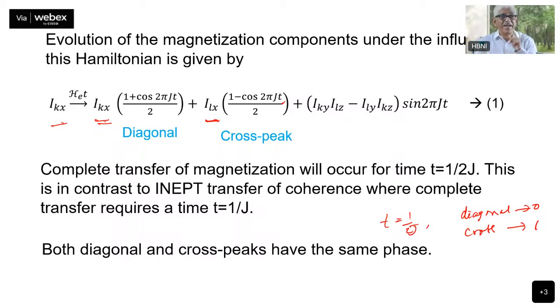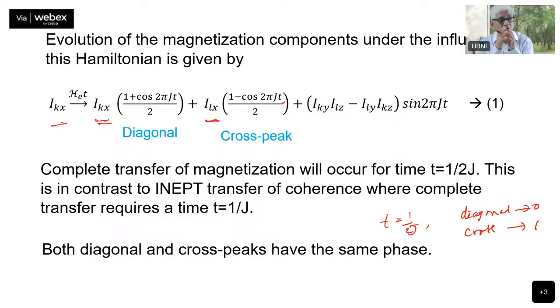Now, you remember the INEPT. In the INEPT also we could transfer coherence, right? In the refocused INEPT, there was a complete transfer. It went from one spin to another spin. But how much time did it take there? It took 1 by J.